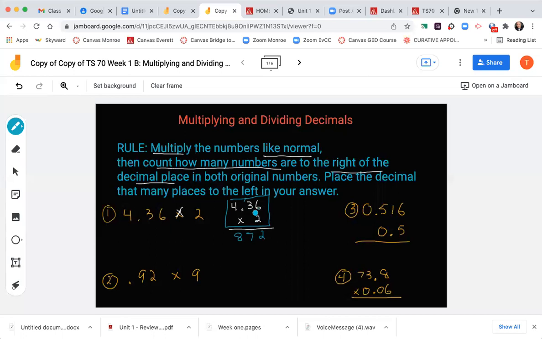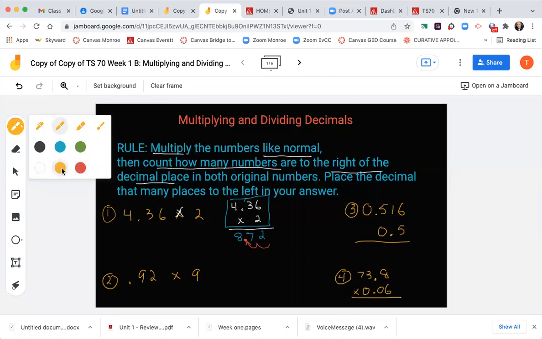So there's 2. So what you do is you start on the far right of your answer here. You start right here, okay? And you go 1, 2. You move it 2 places to the left, and there's my answer. That is my answer, 8.72. That's how you find the answer. Let's do it again, okay? I'll show you another example here.